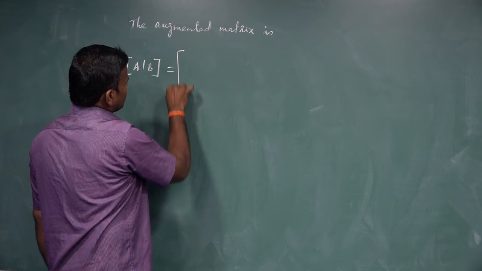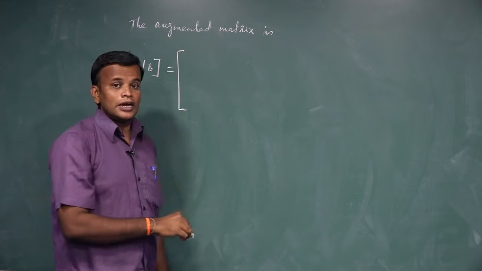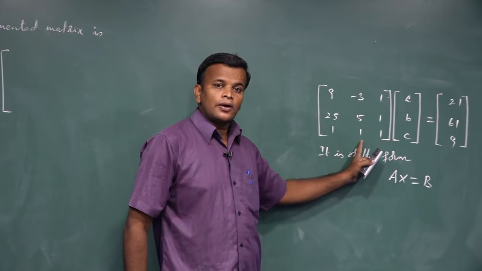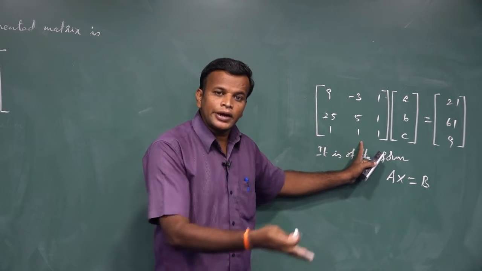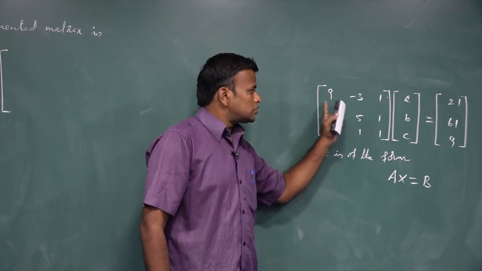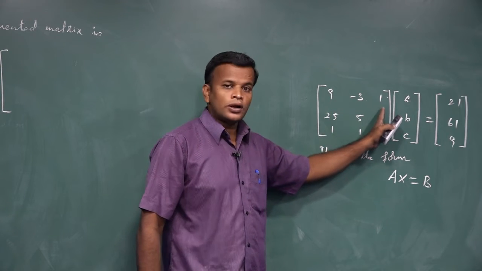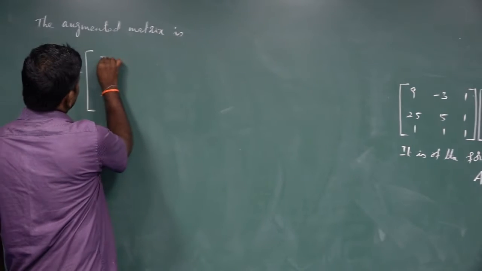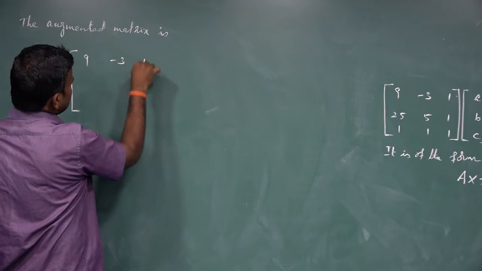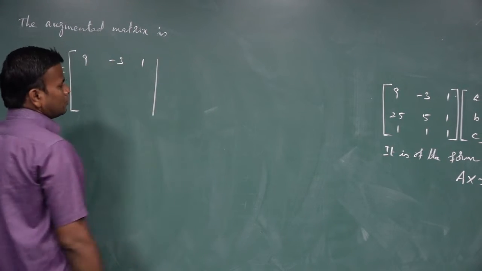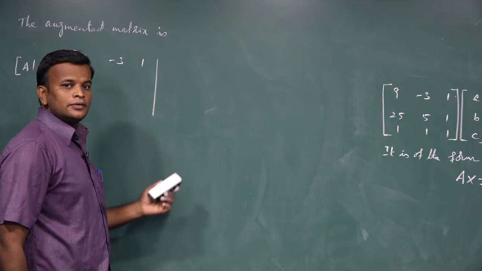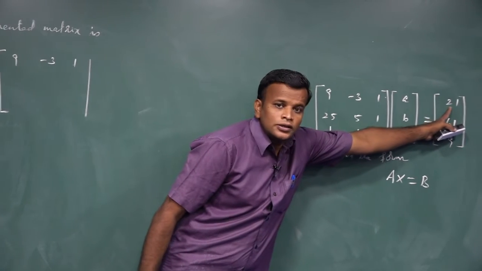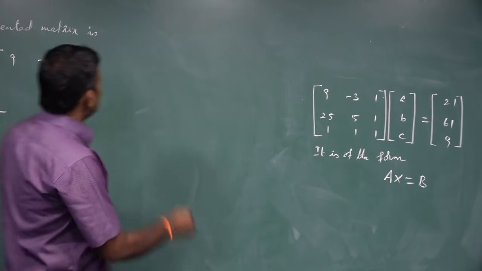First of all, we write the matrix A as it is. Now you see the value of the matrix A. Now the matrix is extended by the another matrix B. So first row 9, minus 3, 1, you write as it is. Then a vertical bar, or it should be read as line, is extended by B, whose corresponding element of B is 21.